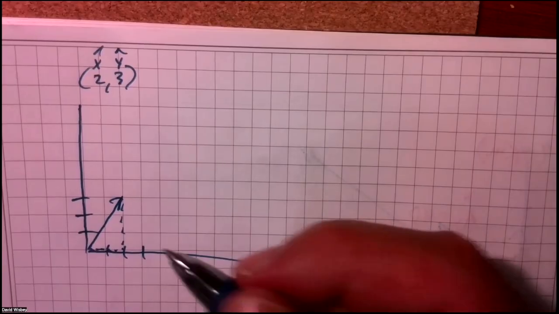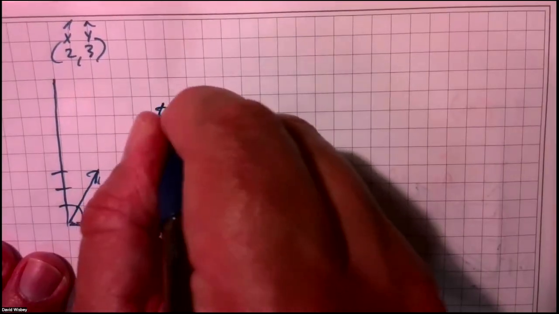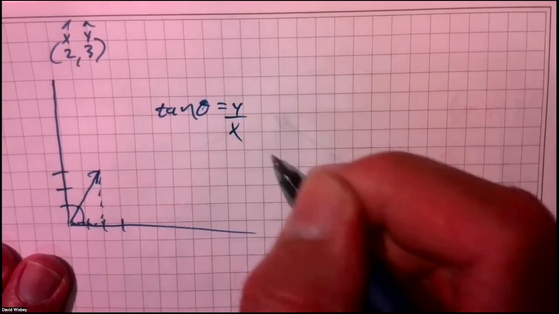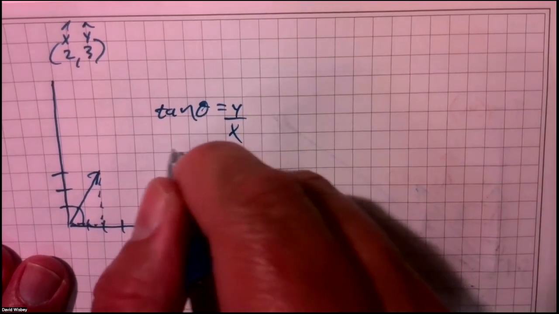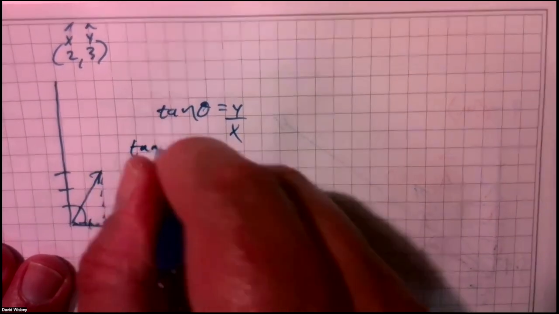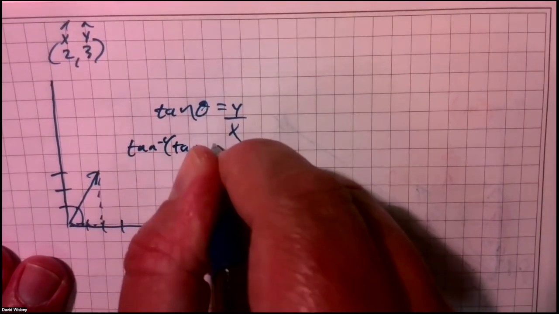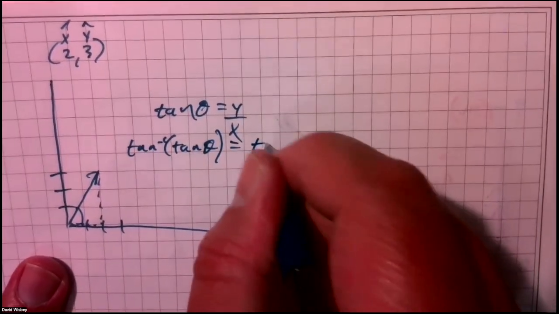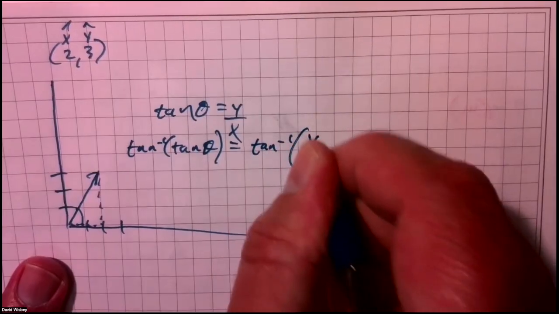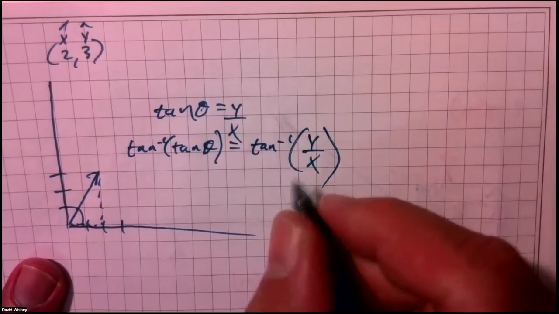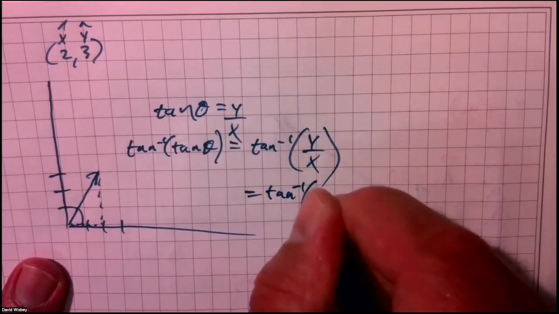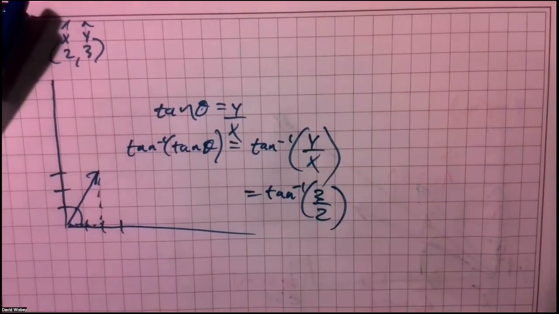That's it. And what's the angle of my vector? We can just use tangent of theta equals y over x, and then we're going to do the arctangent. We've done that a bunch. So take the arctangent of both sides. The arctangent of tangent of theta gives us theta, and we take the arctangent of y over x, where those values are 3 and 2. So I have arctangent of 3 over 2.